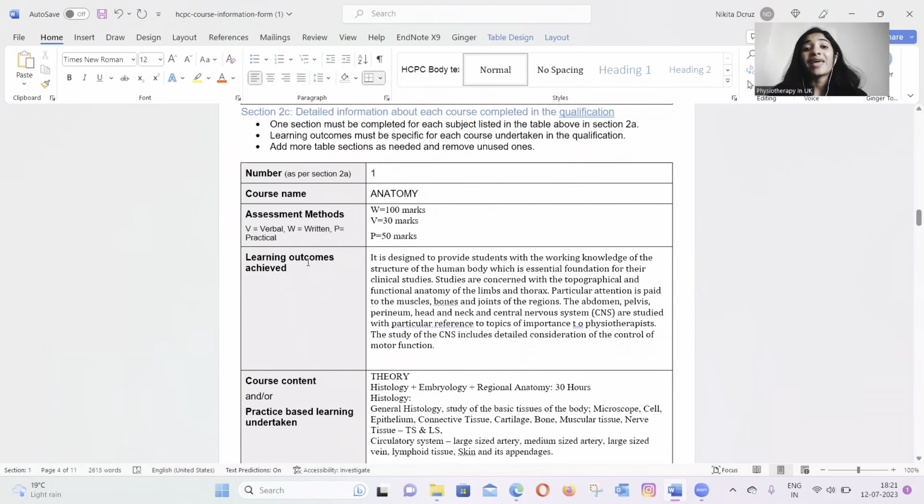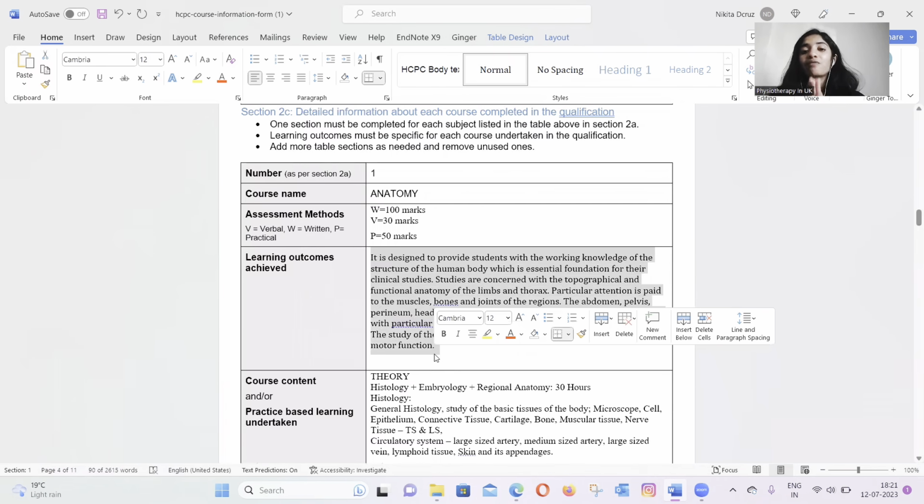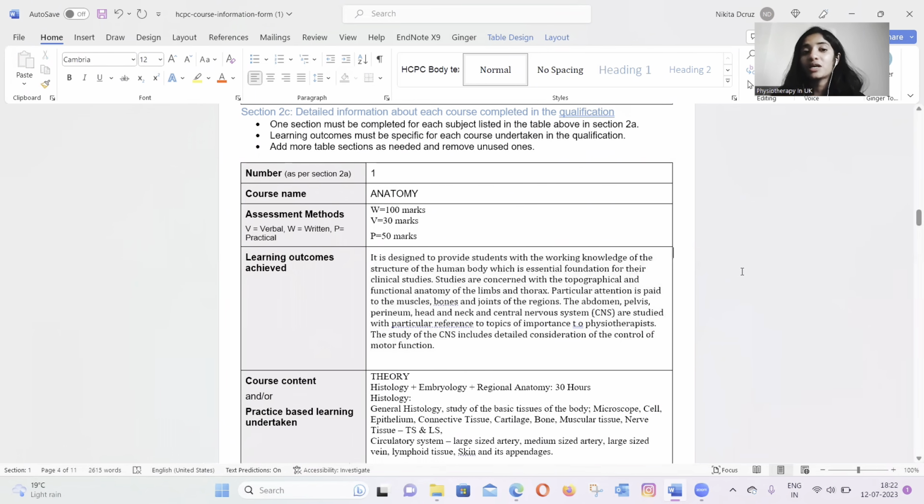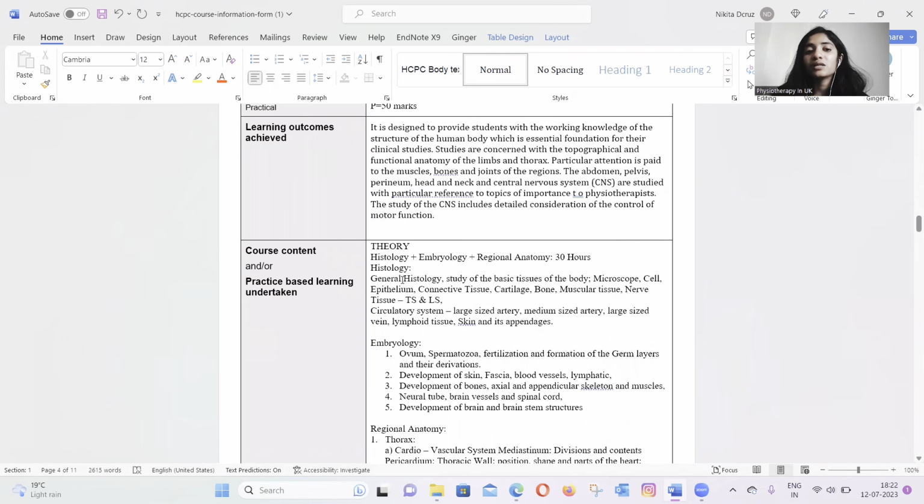Now, it then goes on to again ask you about what were some of the learning outcomes that were achieved. Again, I would say that you should write each of the learning outcomes for every individual subject, because this is what HCPC has added into this form, especially because they want to find out what was it that your university or that your college expected out of you when they were trying to suggest that you study a particular subject. So this is my learning outcome for anatomy.